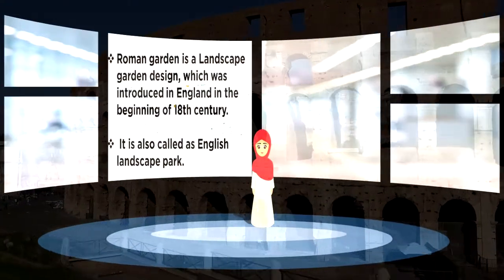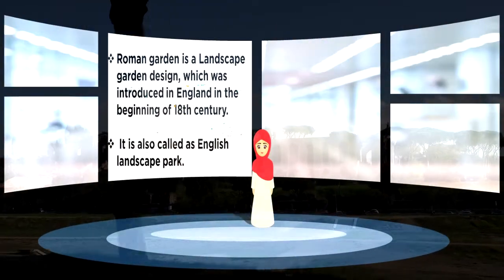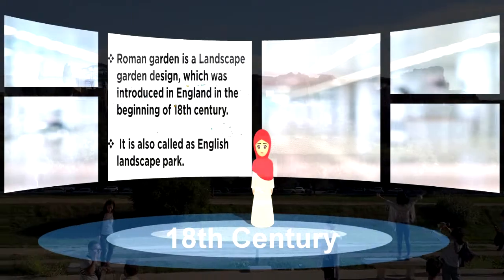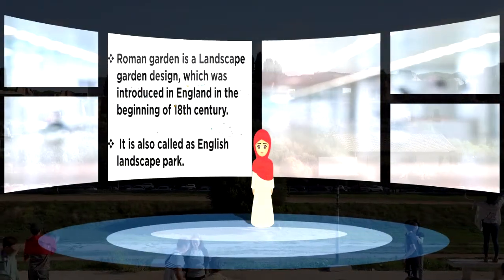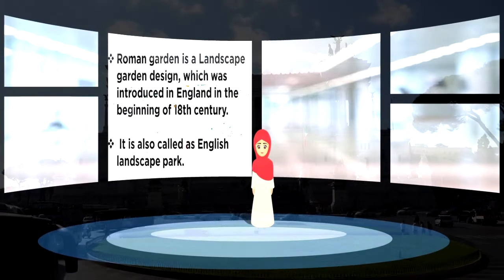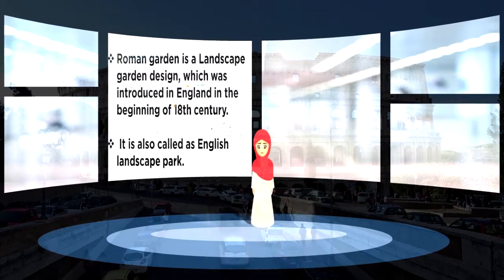Roman garden is a landscape garden design which was introduced in England at the beginning of the 18th century. It is also called the English landscape park. This English garden became popular all over Europe, replacing the 17th century symmetrical and formal style garden.